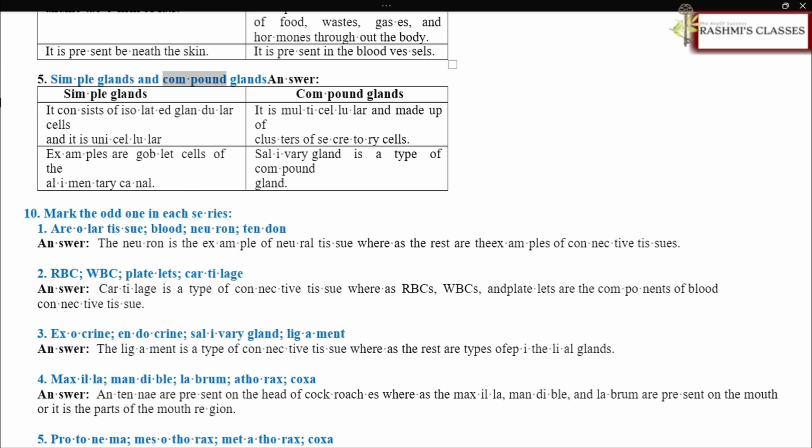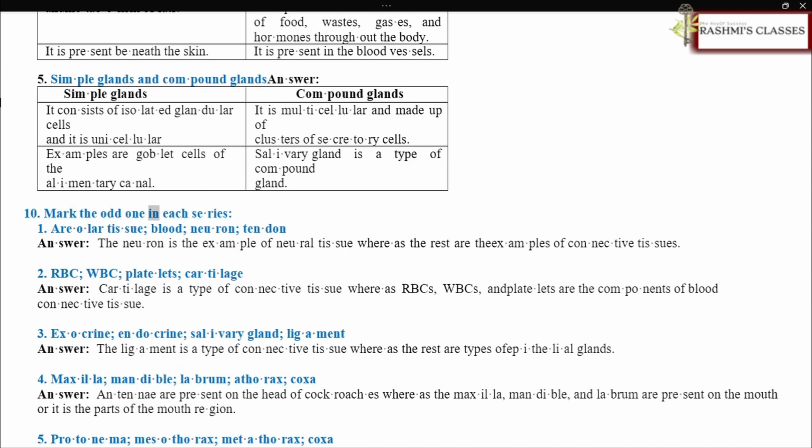Simple glands and compound glands. Answer: Simple glands consist of isolated glandular cells and are unicellular. Compound glands are multicellular and made up of clusters of secretory cells. Examples: goblet cells of the alimentary canal are simple glands, and the salivary gland is a compound gland.